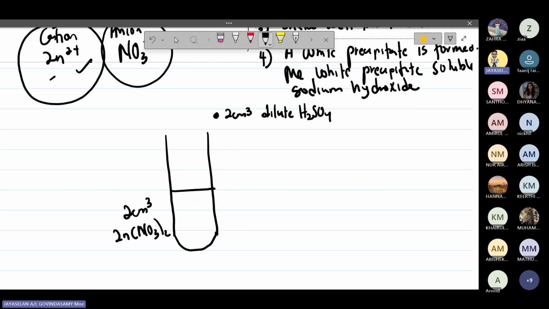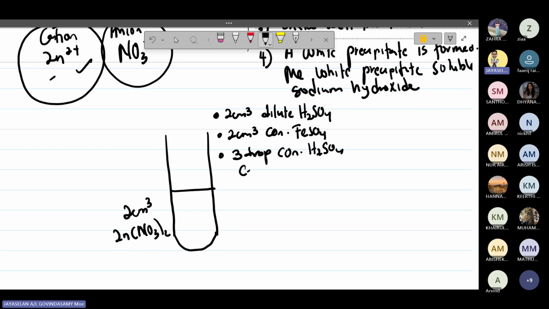Okay, followed by, just tuliskan dalam satu perkataan, diikuti, followed by 2 cm power 3 of concentrated iron 2 sulfate solution. Okay, iron 2 sulfate solution. Ini kena hafal. Okay, next point, you do what? Add 3 drops of concentrated sulfuric acid.